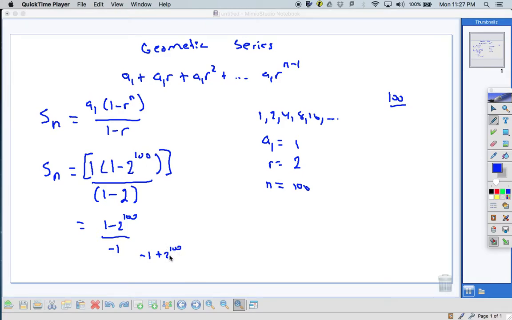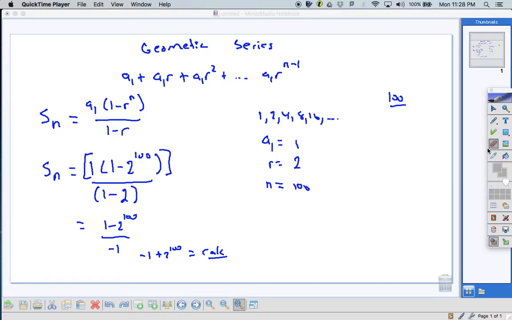And 2 to the 100, this is not 2 times 100, so it's not 200. It's 100 2's all multiplied together. So you're going to need to calculate here. Figure out what 2 to the 100 is, and then subtract 1 from it, and that will be your answer. So this is calculator work at this point. Or, of course, you could plug it in right here if you're really careful. So that's the sum of the first 100 terms of a geometric series.